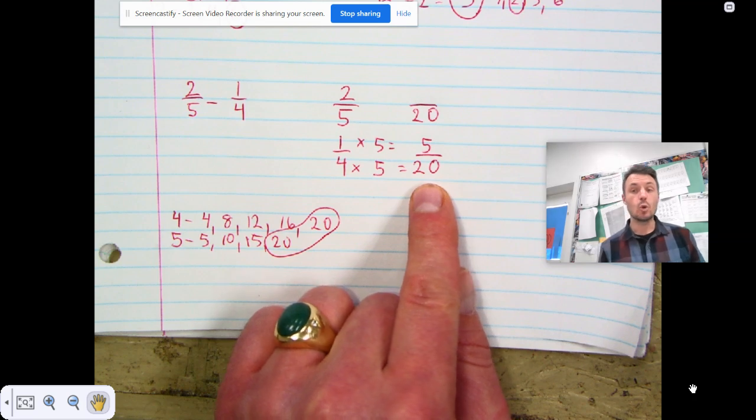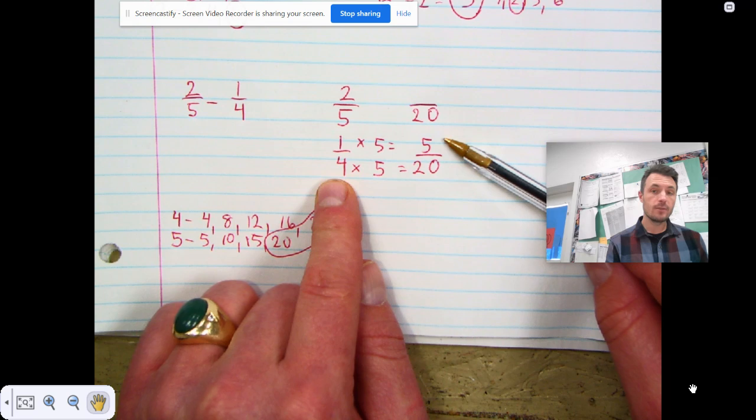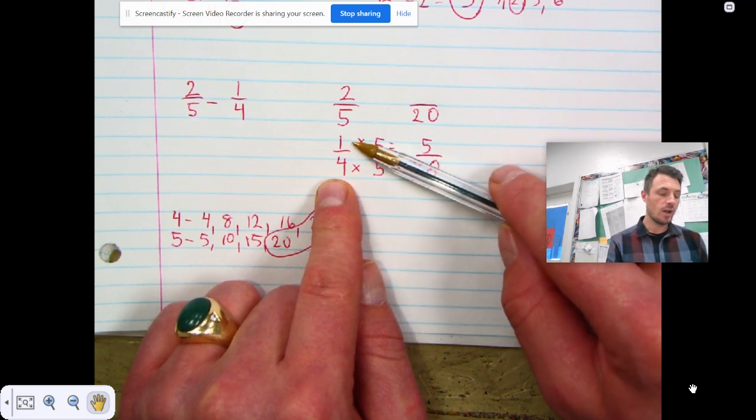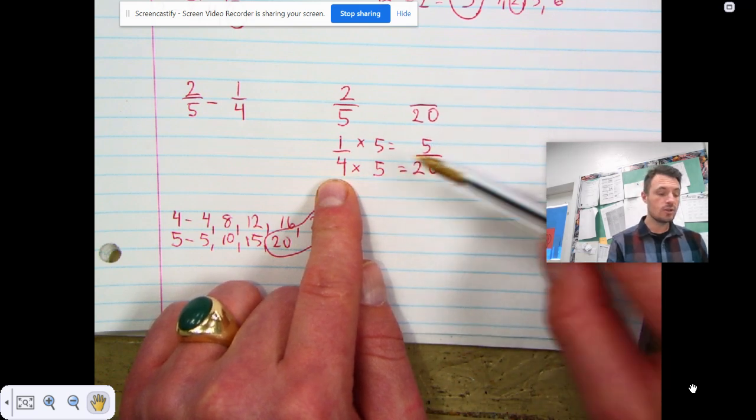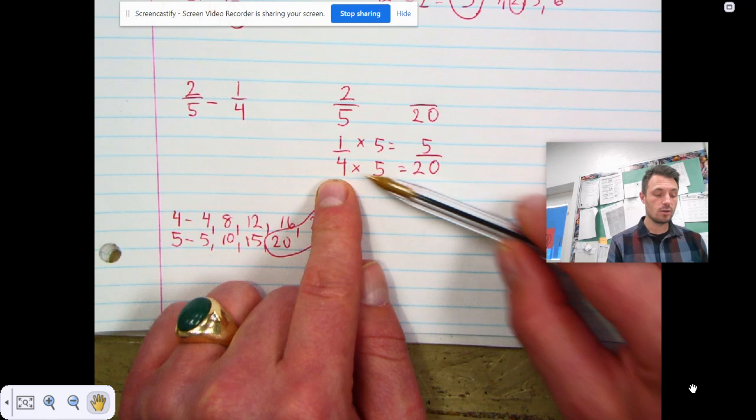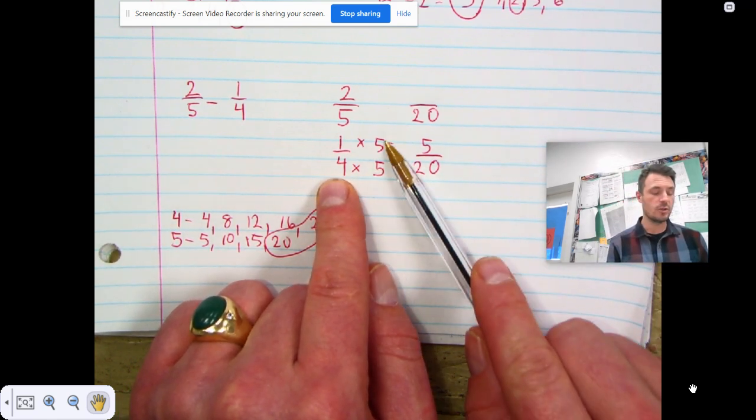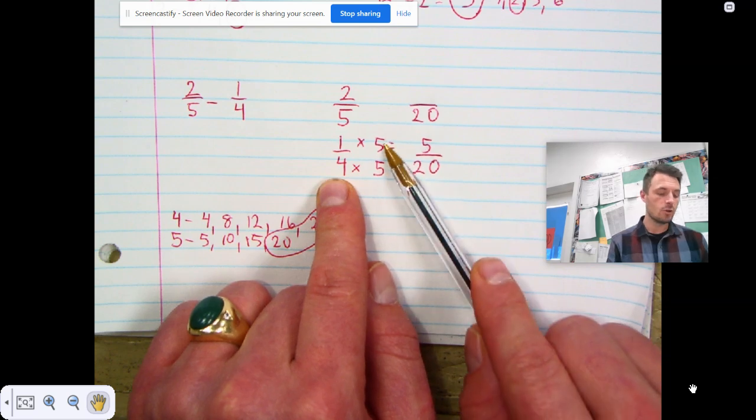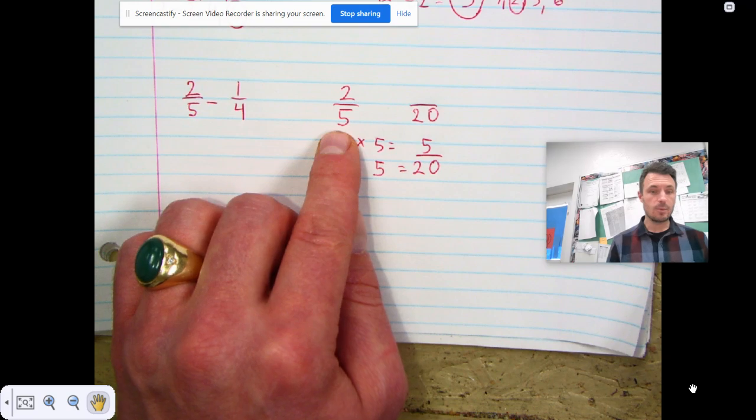5/20 is an equivalent fraction to 1/4 because 5 takes up the same amount of 20 as 1 takes up of 4. You can fit 4 5s in 20, and you can fit 4 1s in 4. That's how you know they're equivalent fractions. Also, you know they're equivalent fractions because you multiplied the same thing by the numerator as you did by the denominator. Now, we do the same thing up here.